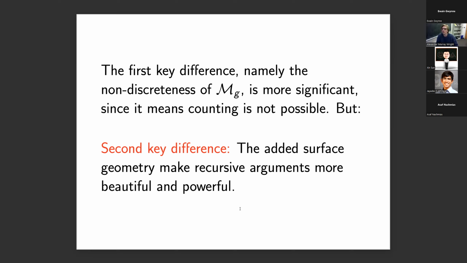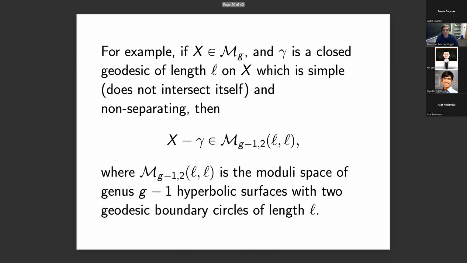So the two key differences: the one is sort of the bad news, the moduli space is not discrete. And the second key difference is we have added geometry when you're comparing to graphs, that really makes it natural to do a lot of recursive arguments in a way that, to my knowledge, is a bit different than anything that's happened for graphs.